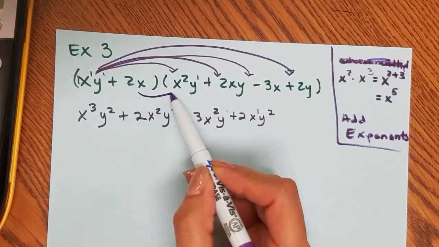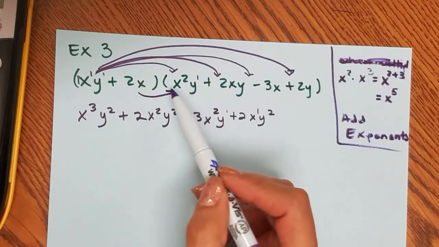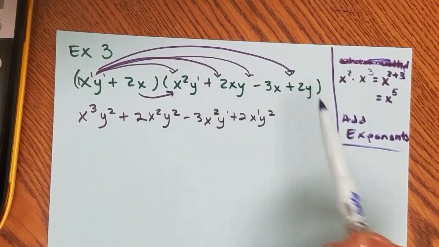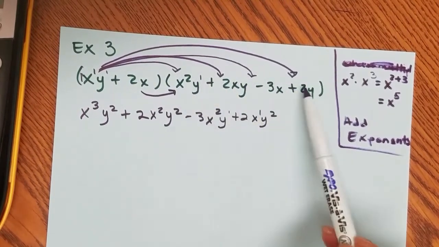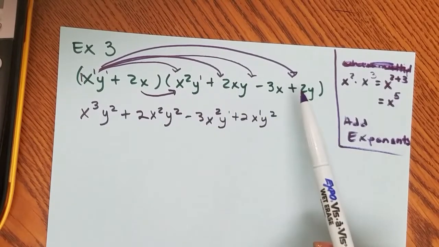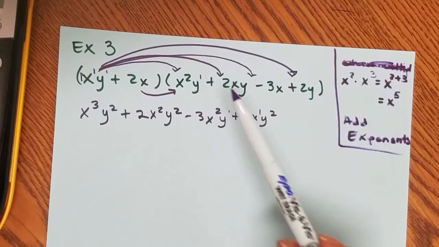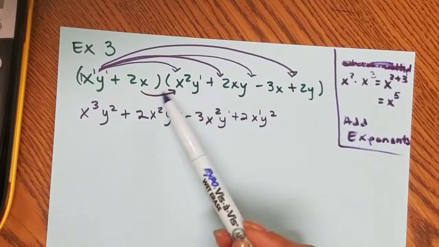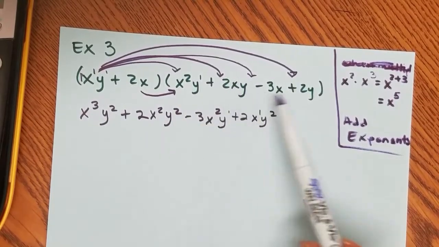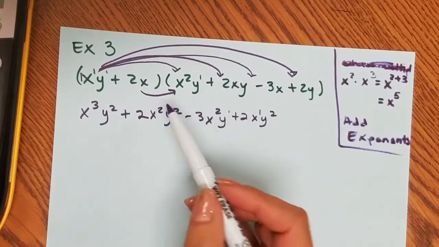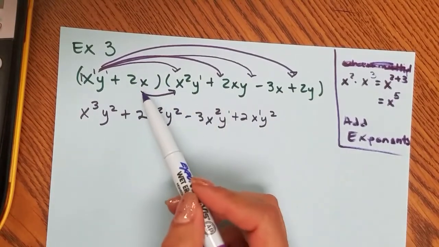It can get a little tedious, so I really recommend that you do your arrows. If you try to do it in your head and you have a very long polynomial over here that you're multiplying by, it's going to take some time and there's a chance that you could miss one of the terms, and you might not have it in there. So let's do it again with our 2x.